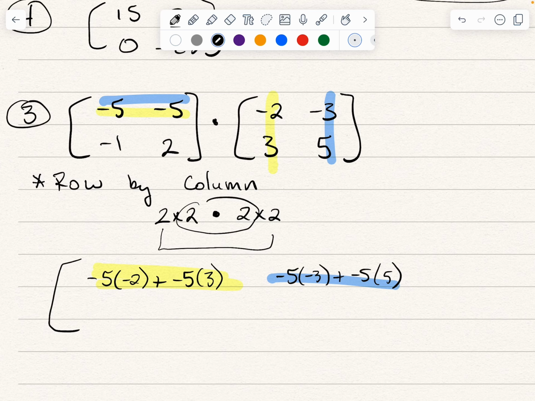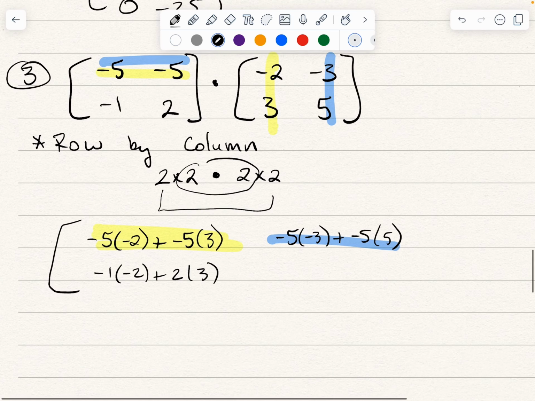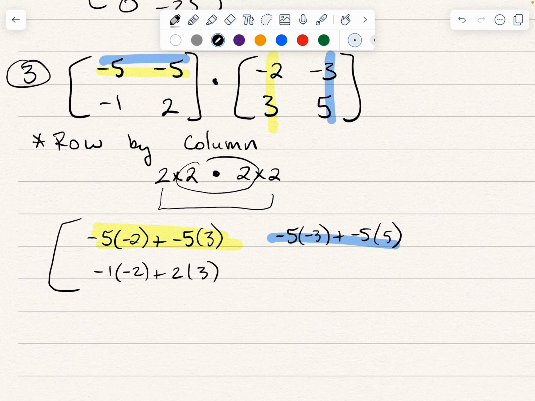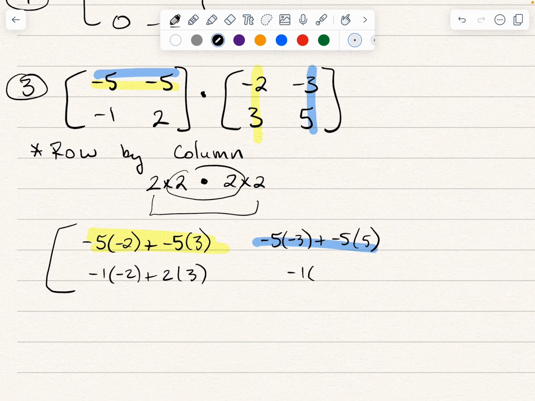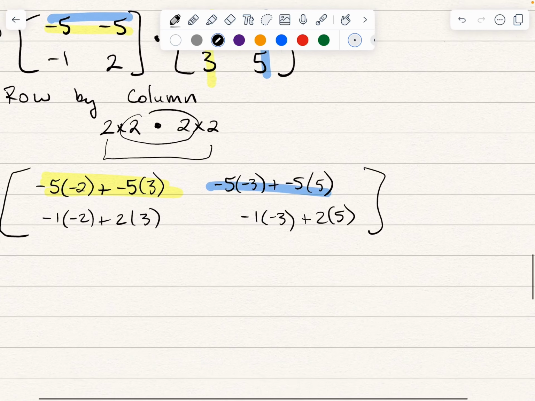Okay, now we're going to move to the bottom. We're going to do the same exact thing, just in the bottom. So negative 1 times negative 2 plus 2 times 3 gives me that row 2, column 1 spot. And then lastly, we got the second row by the second column. So we got negative 1 times negative 3 plus 2 times 5. Okay. Add those up. That's going to give you our resulting 2 by 2 matrix.